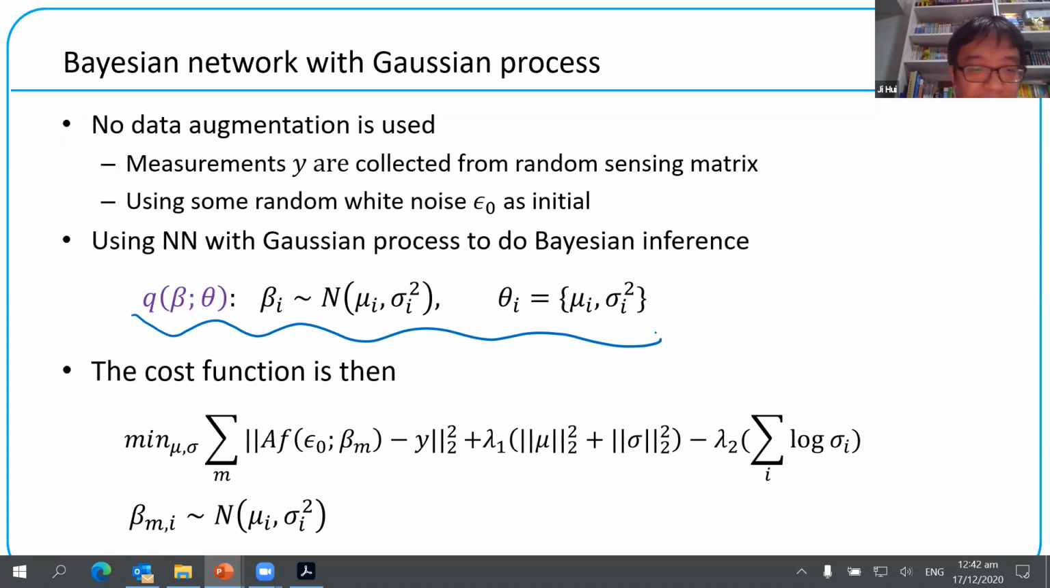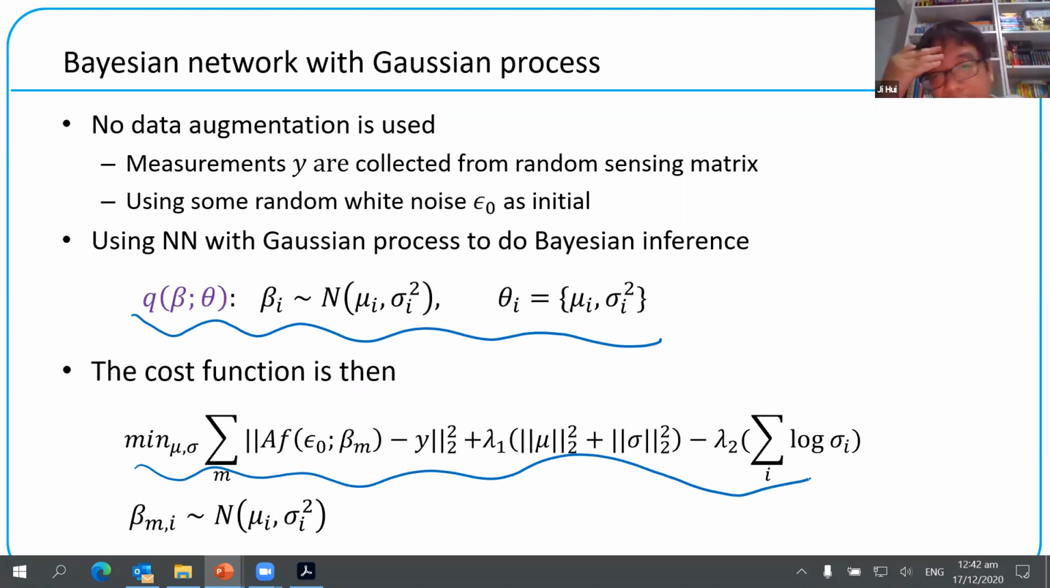Then you have a cost function. So remember, for the Gaussian Bayesian network, you have additional regularizations on the parameters, which are the expectation and the variance of the normal distribution.